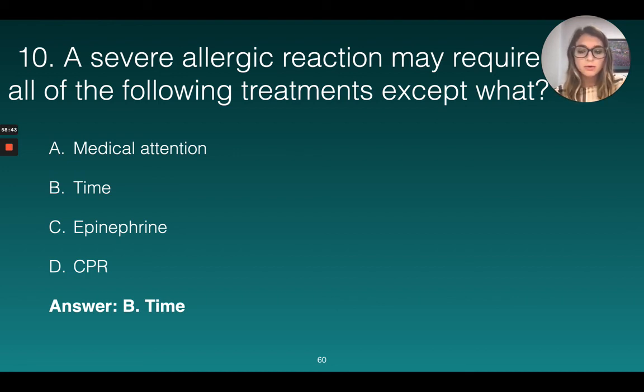It's extremely important that if a reaction is identified, it is addressed immediately and not prolonged, because that amount of prolonged time can cause death, especially if they're having a severe allergic reaction. So medical attention, epinephrine, and CPR are some treatments that are going to be required immediately if someone is having a severe allergic reaction.